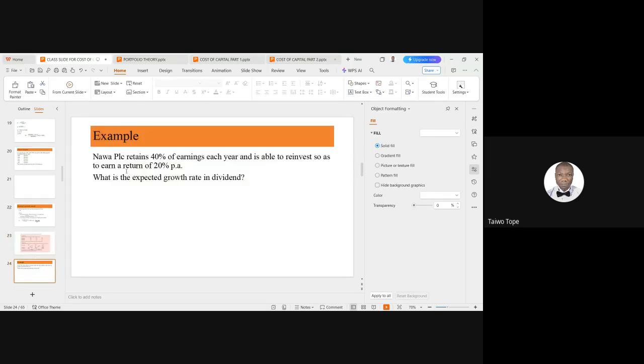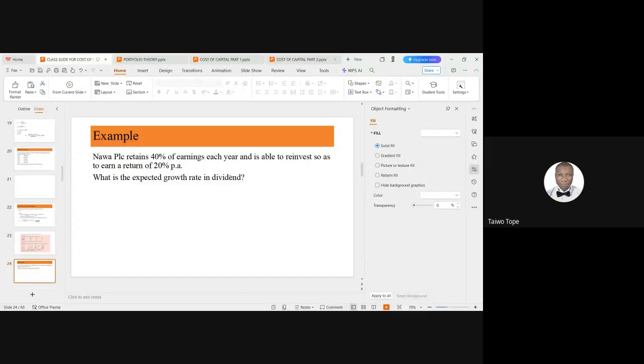Now, looking at this example, our PLC retains 40% of earnings each year and is able to reinvest so as to earn a return of 20% per annum. What is the expected growth rate in dividend? So in this question, G is equal to RB.